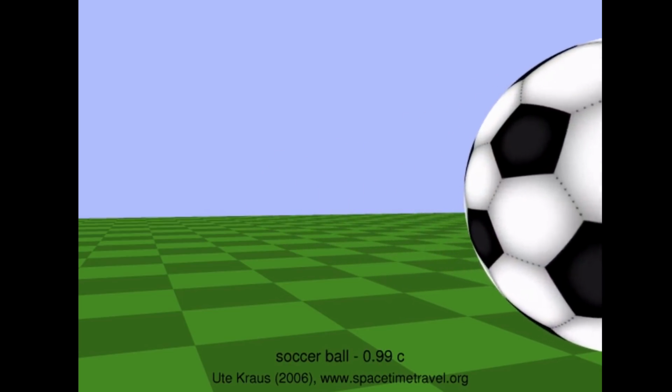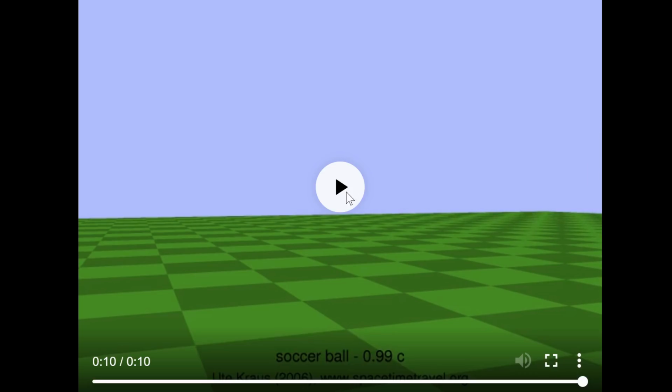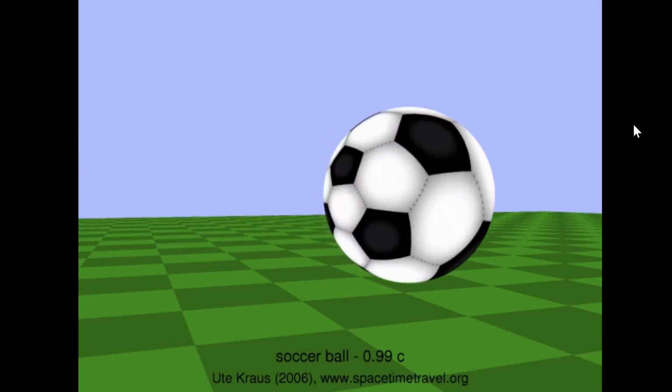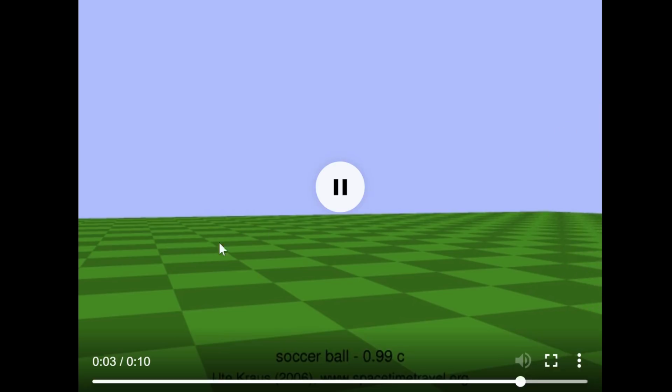It actually still remains spherical. It doesn't change its shape at all. So there is a lot of things going on here, but the ball doesn't change at all. And this is because of two effects. Basically, effects that cancel each other out.